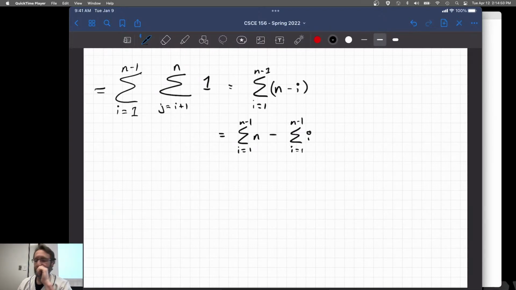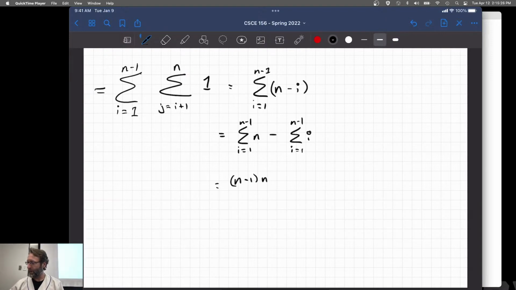Tell me about that first summation. Same trick that we just did before. n plus n plus n plus n. How many times? We go from 1 up to n minus 1. If it was 5 times, it'd be n plus n plus n plus n plus n, 5n. If it was 10 times, it would be 10n. It's neither of those things. It's n minus 1 times, so it's n minus 1 times n.